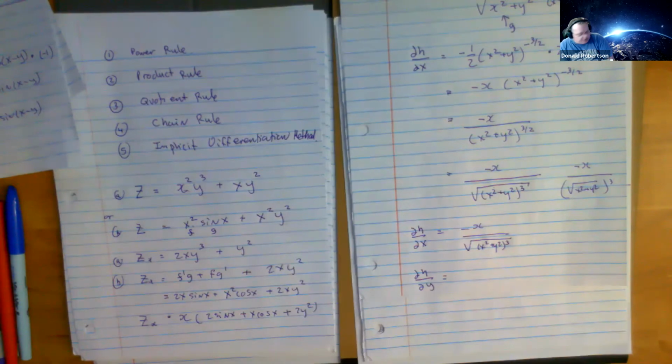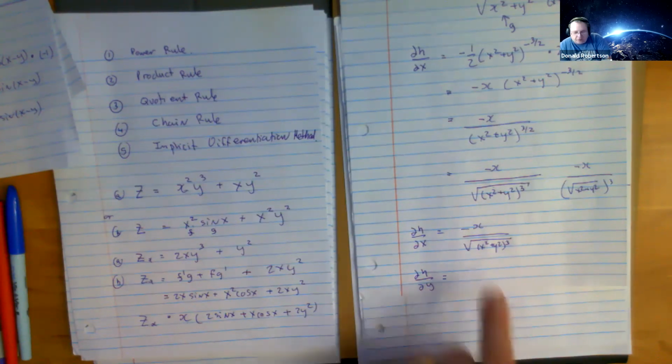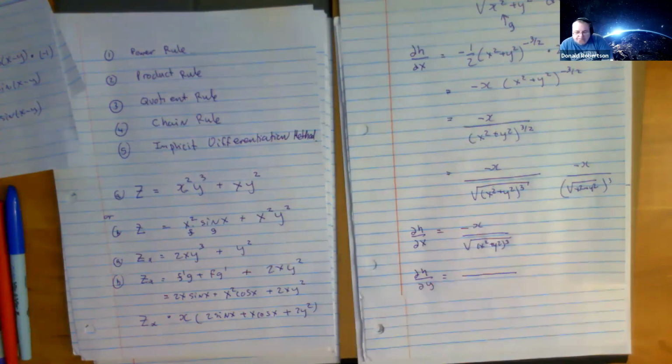Remember, this question was symmetric. So I should be able to write this answer down by just using that guy. Agreed? What would the partial derivative with respect to y be, now that you know what x is? Who goes on the top? Negative y.